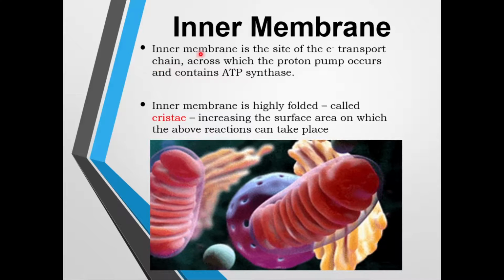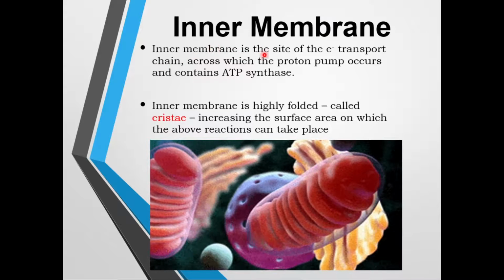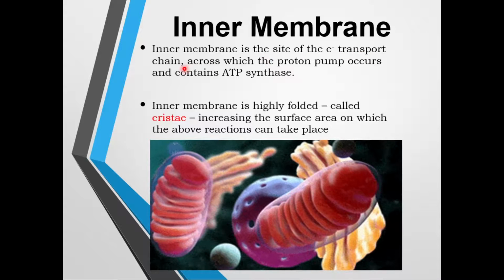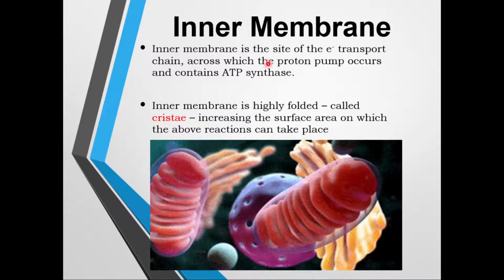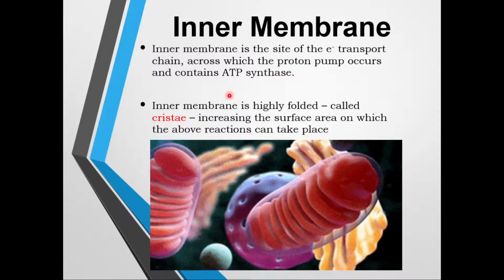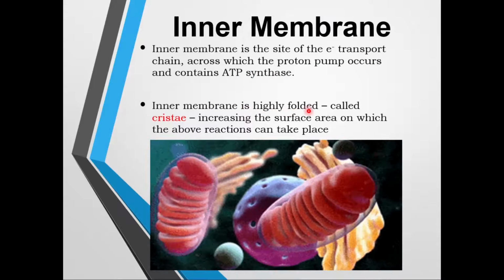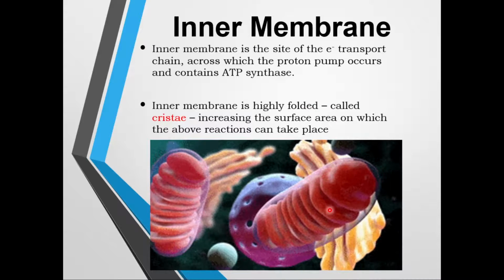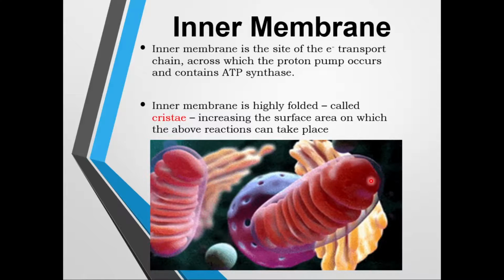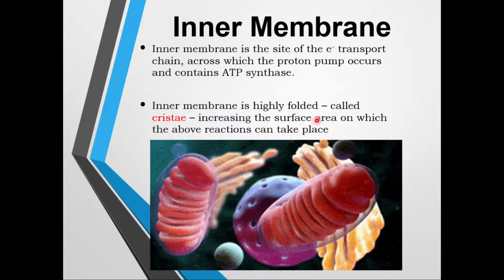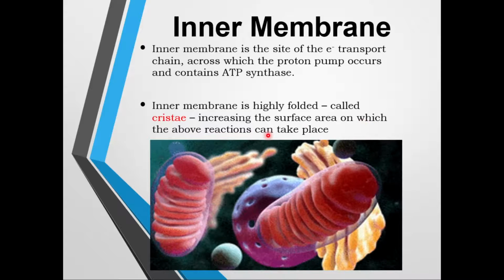So let's see what is inner membrane. Inner membrane is the site of the electron transport chain, across which the proton pump occurs, and contains ATP synthase. Now inner membrane is highly folded, called as cristae. These cristae are formed due to the foldings of the inner membrane, increasing the surface area on which the above reaction can take place.